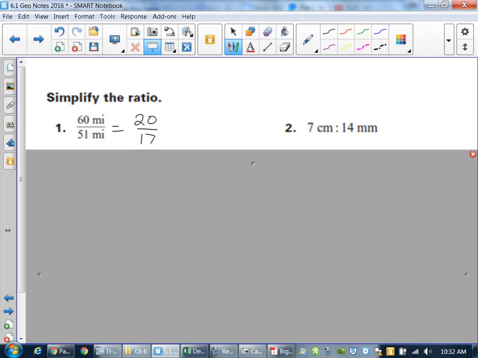Can I do a fraction with centimeters and millimeters? Technically you should. Guys, the only time I'm really going to be adamant about making sure you label is when you're working with areas and volumes. But when we're just writing a fraction out, it's not that big. In this case, I cannot do centimeters to millimeters because they're not the same unit. In order to make the fraction, you have to have the same units, guys.